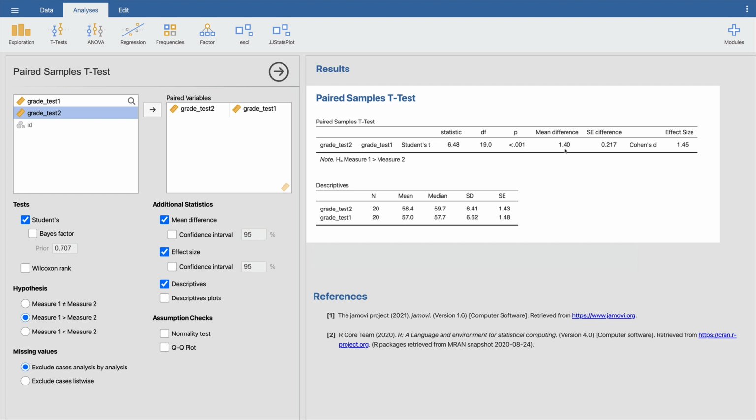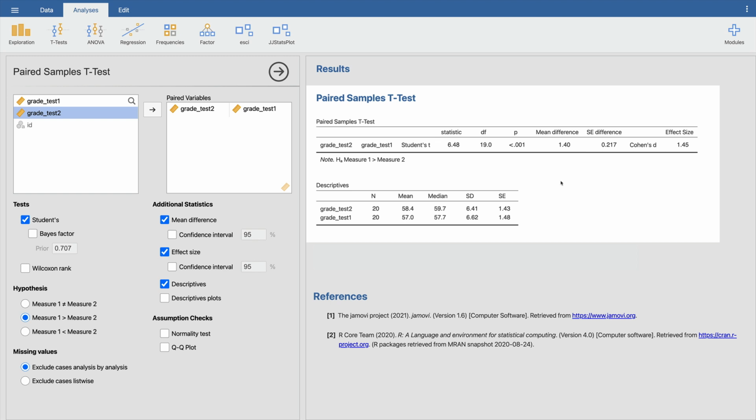My mean difference is 1.40, so that's how much it went up from test 1 to test 2. And here's even the standard error of my difference scores, so that thing that I would estimate as my standard error. And finally, here's my Cohen's d, my effect size, 1.45, which is quite large.